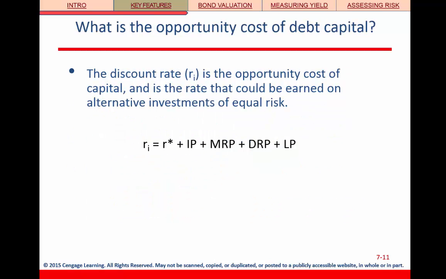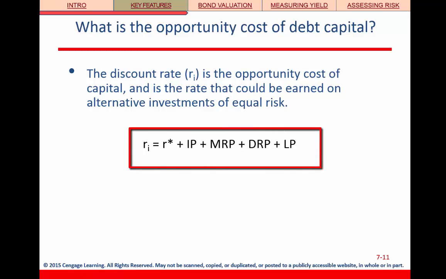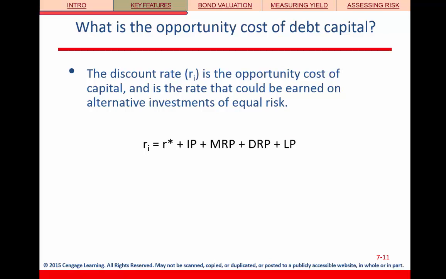If we're going to find the present value or the price of a bond, we need to know the opportunity cost of debt capital. And that's just the discount rate we're going to use. If you remember in chapter 6, we looked at that theoretical rate, and it's a real rate used in real life, but we looked at it in a theoretical way where we said it was R star plus inflation premium plus all of those different components. That's the rate that we should be using to price the bond.